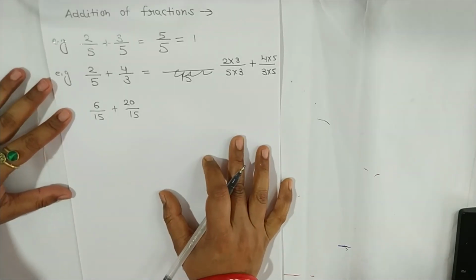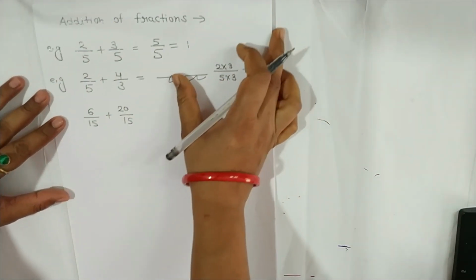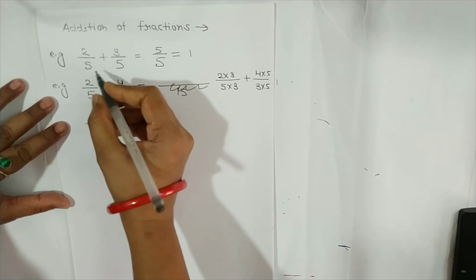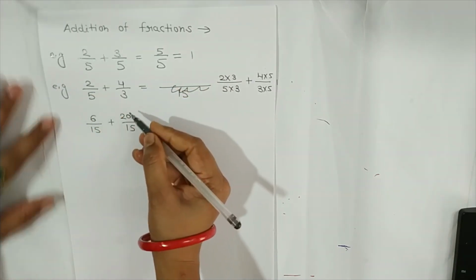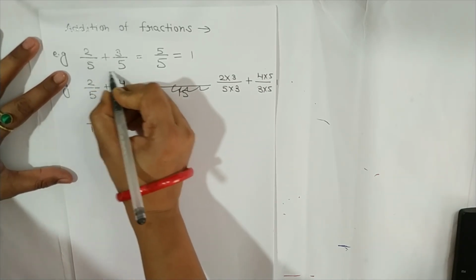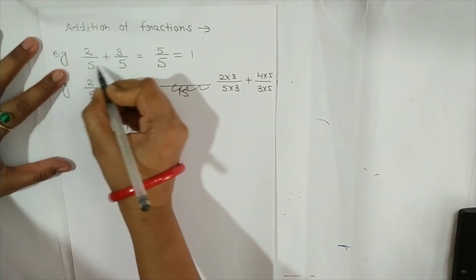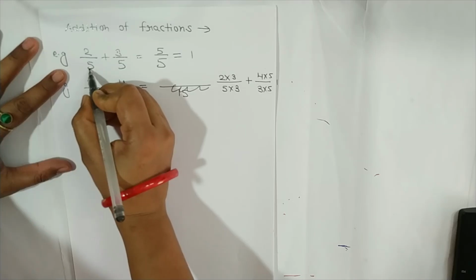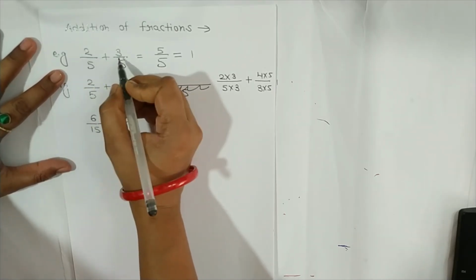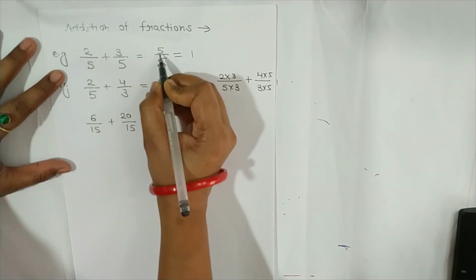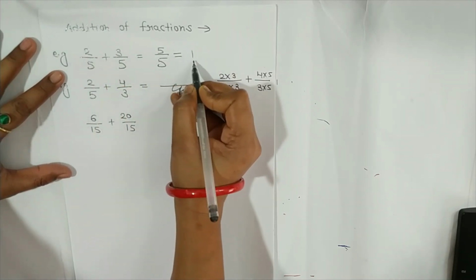In this video we will learn addition of fractions. There will be two cases: either the denominators are the same or the denominators are different. First we will discuss when denominators are the same, 2 upon 5 and 3 by 5. Here the denominators are the same, so we have to add the numerators only. So 3 plus 2 is equal to 5. Now 5 upon 5 is equal to 1.